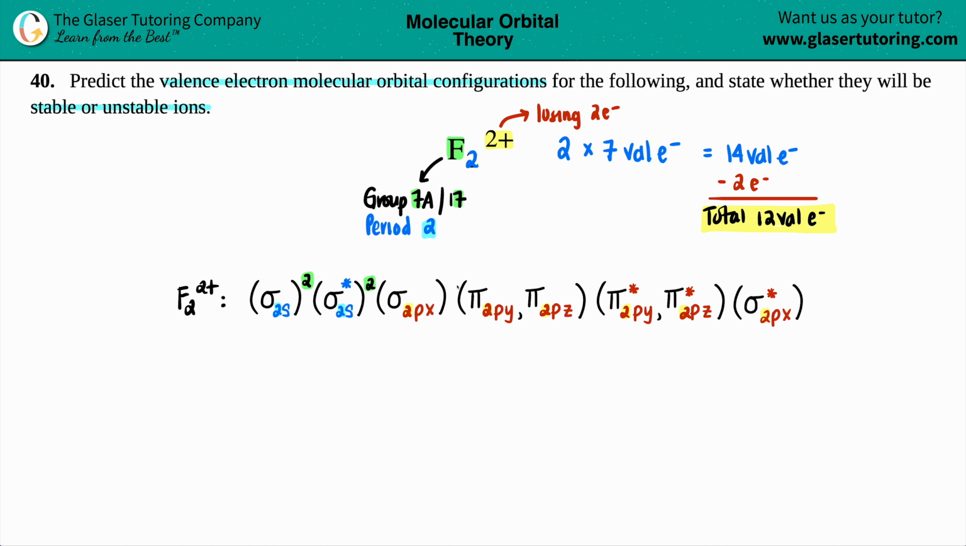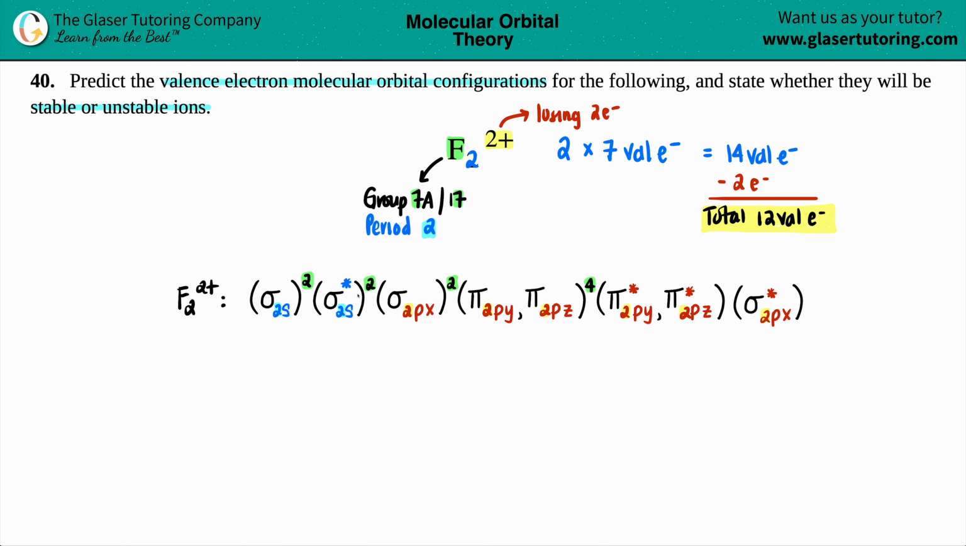I'm going to keep going because I'm not at 12 yet. Here's my next orbital, my sigma 2px. I'm going to drop 2 in there. 2, 4, 6. I'm not at 12 yet, so I keep going. Now here are 2 molecular orbitals that are grouped together because they have the same energy. So same energy place. So max of 2 electrons here and a max of 2 electrons here. So that's a total of 4 valence electrons.